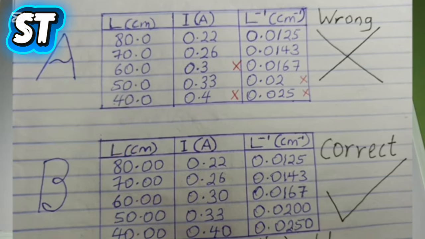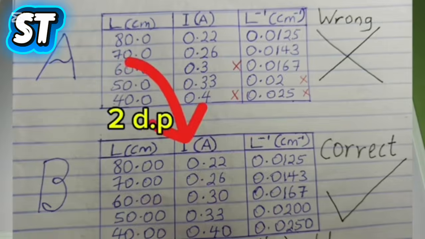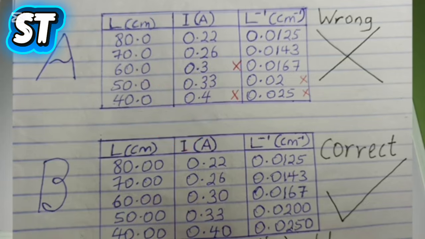So let's go to the second column now. We see that current in ampere. Okay, looking at it, you will see that we have 0.22, 0.26, 0.3, 0.33, and 0.4. Look at that 0.3 and 0.4. You see that they are in 1 decimal place and the others are in 2 decimal places. This is very wrong. They must all be in the same decimal places. Most of the time, 2 decimal places. If they are the readings you took by yourself, there are 2 decimal places.